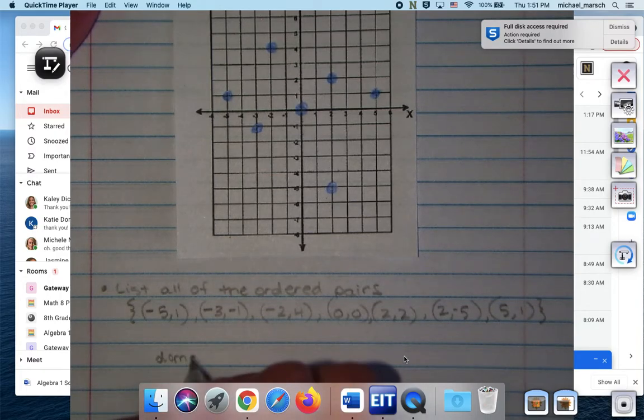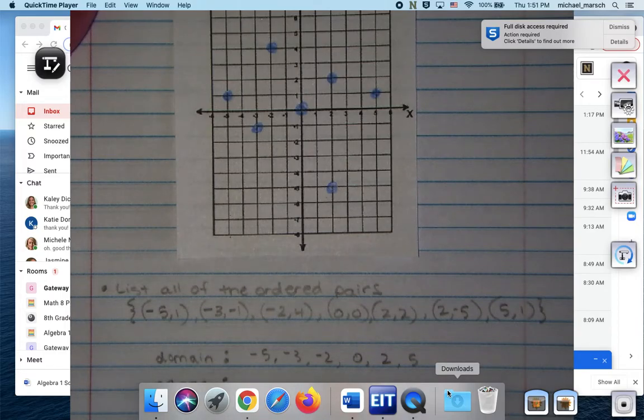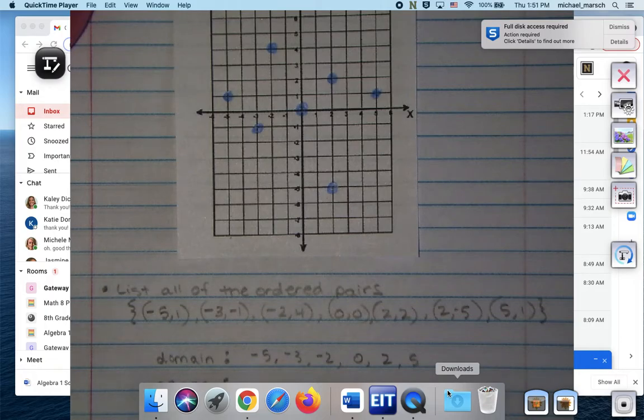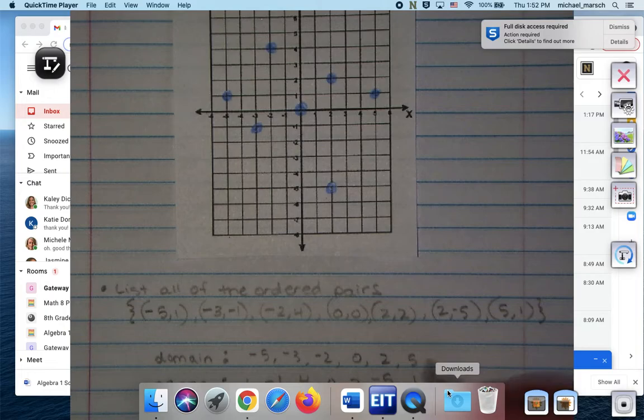So my domain would be negative 5, negative 3, negative 2, 0. I only have to put 2 once because it duplicates itself. And then 5. My range would be 1, negative 1, 4, 0, 2, negative 5, and 1. Did I do something wrong?